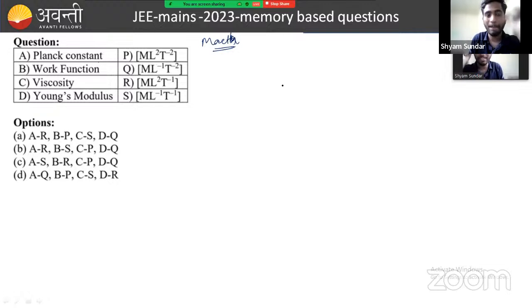First, they are saying the Planck constant. Planck constant means it is nothing but h. To find out the h, we know one thing. What is that? E is equals to h nu. Right? h we can calculate from here. h is equals to E by nu. E is nothing but energy.